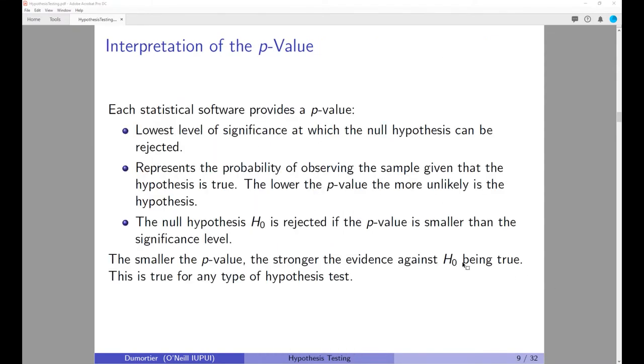Now, each statistical software provides a p-value. The p-value is the lowest level of significance at which the null hypothesis can be rejected. The lower the p-value, the more unlikely is your hypothesis, more specifically your null hypothesis. So the null hypothesis H0 is rejected if the p-value is smaller than the significance level. The smaller the p-value, the stronger the evidence against H0 being true.